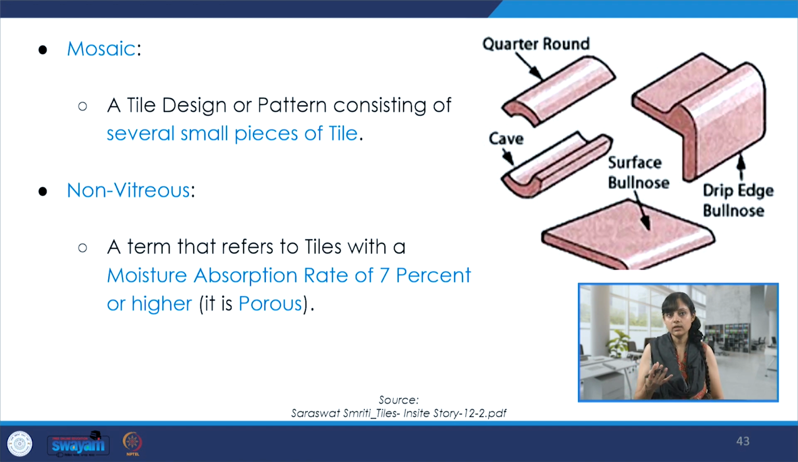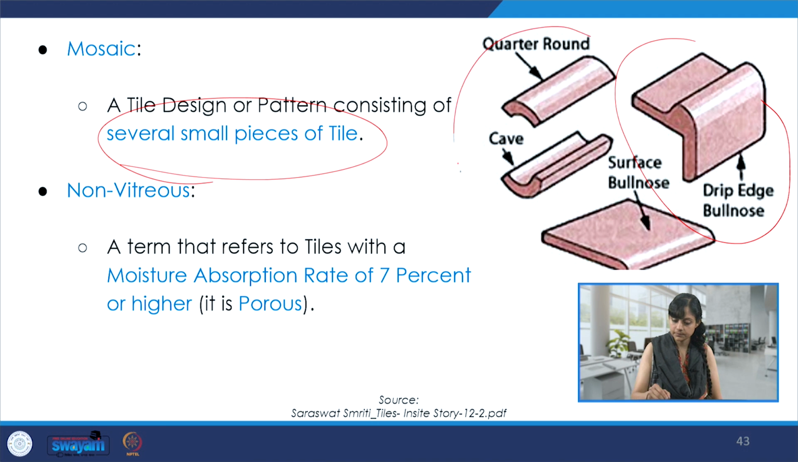Then there is mosaic, a tile design or pattern consisting of several small pieces of tiles. Then what is non-vitreous? A term that refers to tiles with a moisture absorption rate of 7% or higher. It is porous. We talked a bit about it, in terms of classification of tiles and the percentage of absorption, just a few slides ago. And these are different kinds of edges and details when we put the tiles on the floor.